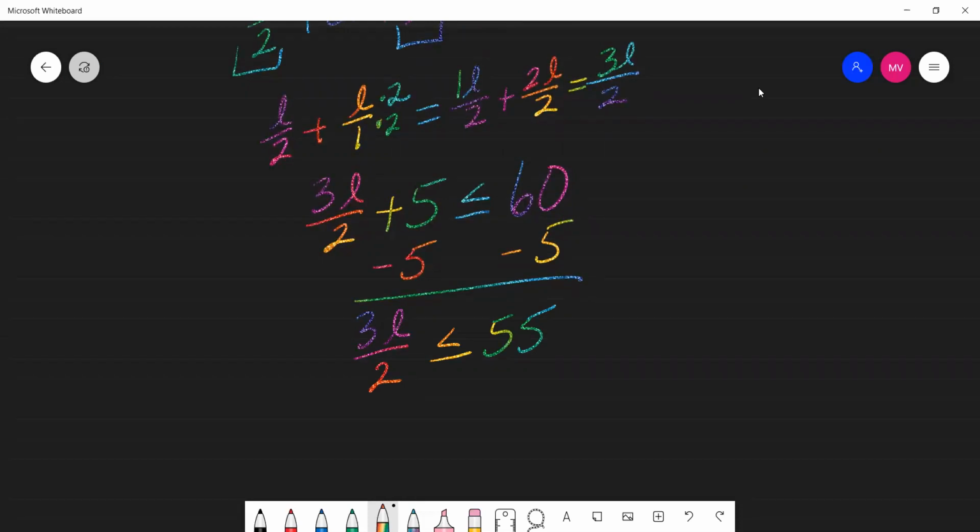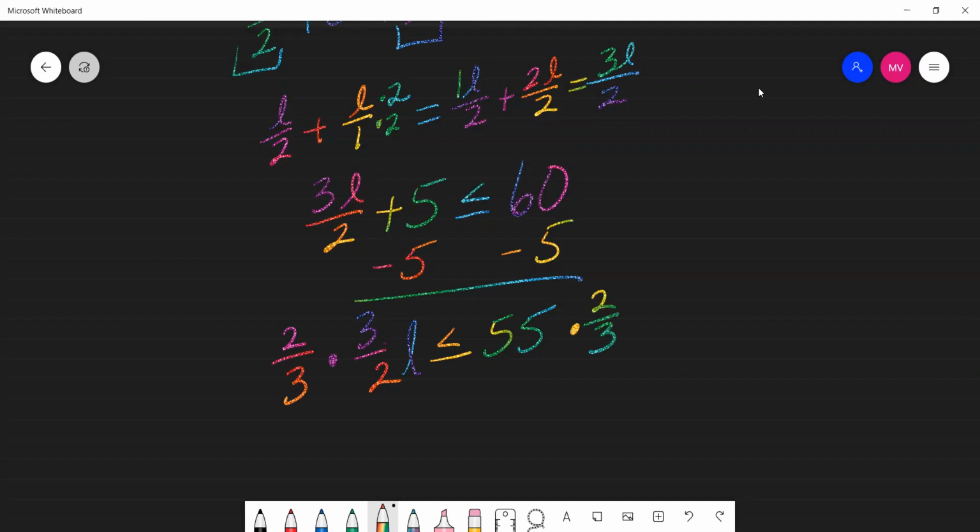We got to get rid of the 3 over 2. So remember, this is the same thing. I'm showing you this is the same thing as 3 over 2 times L. And what's the reciprocal of 3 over 2? Yes, 2 over 3. So you can just multiply both sides by 2 over 3.